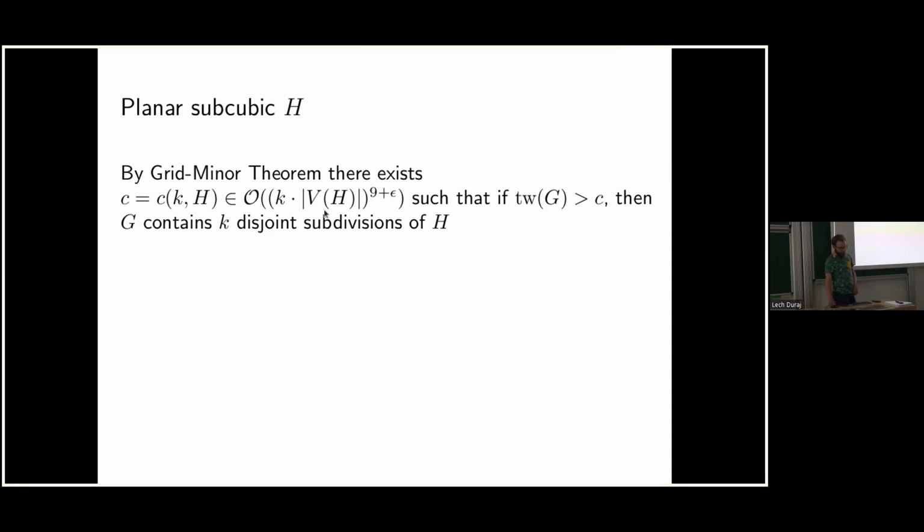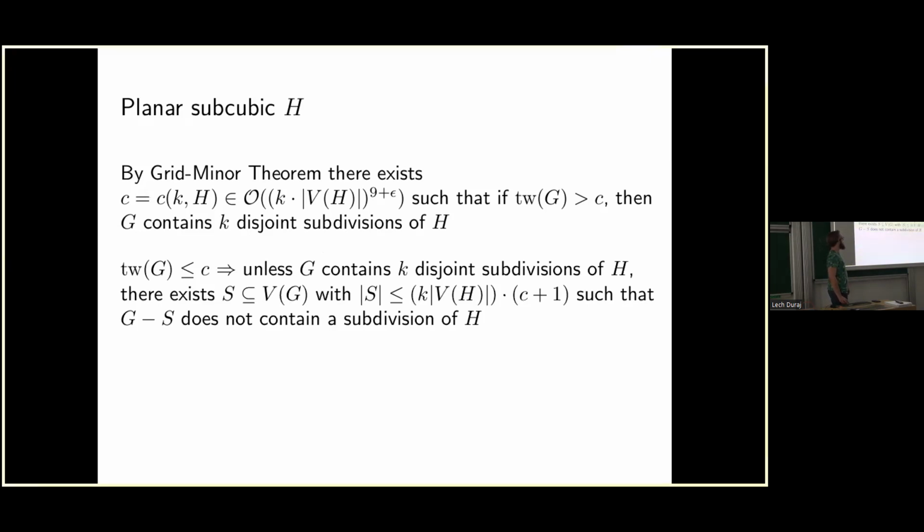So there exists a constant C, which is polynomial in k times the number of vertices in H, such that if our treewidth is greater than that constant, then G contains k disjoint subdivisions of H. So we need to only assume the case where we are dealing with a graph of treewidth at most C.